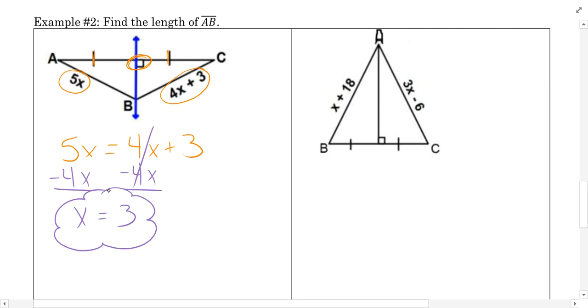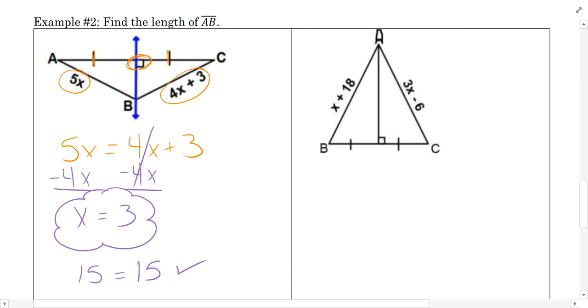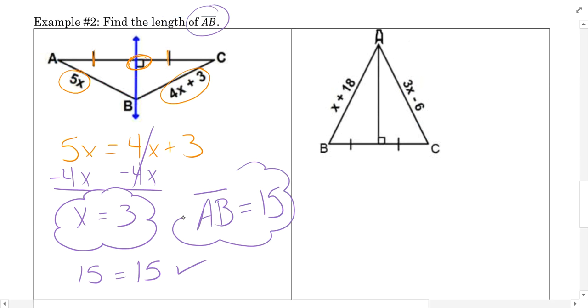Just to verify, 5 times 3 is 15, and 4 times 3 is 12, plus 3 is 15, and that checks out. The question says find the length of AB. So line segment AB is equal to 15. We can say 15 units, or just 15.